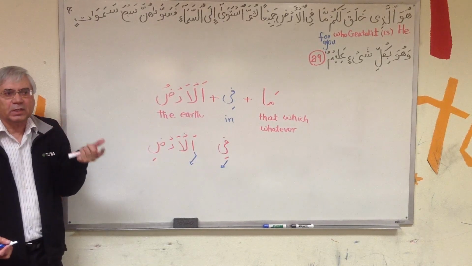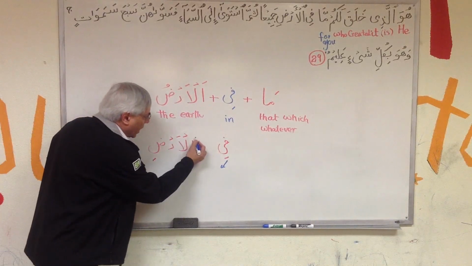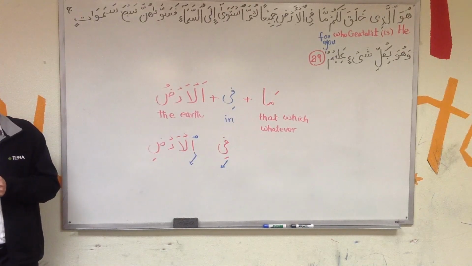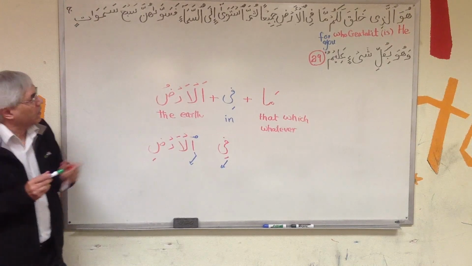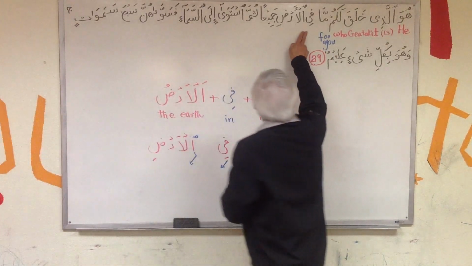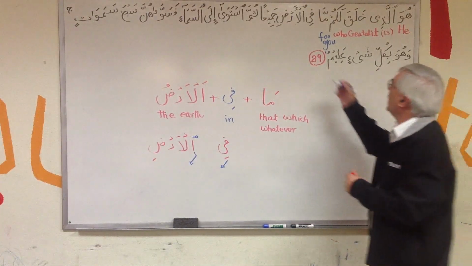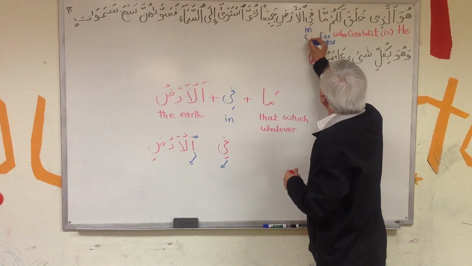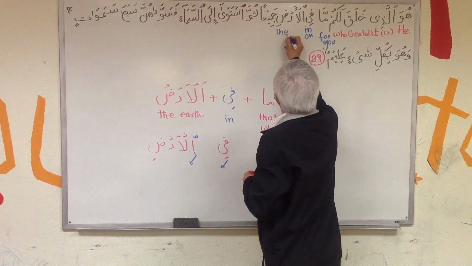That alif changes into hamzatul wasl. And what happens? The sign of hamzatul wasl is this thing. Which means you remove the fatha and you put a little swad on it. So that's what it is in the Quran. Fil ardi. In the earth or on the earth. On the earth.